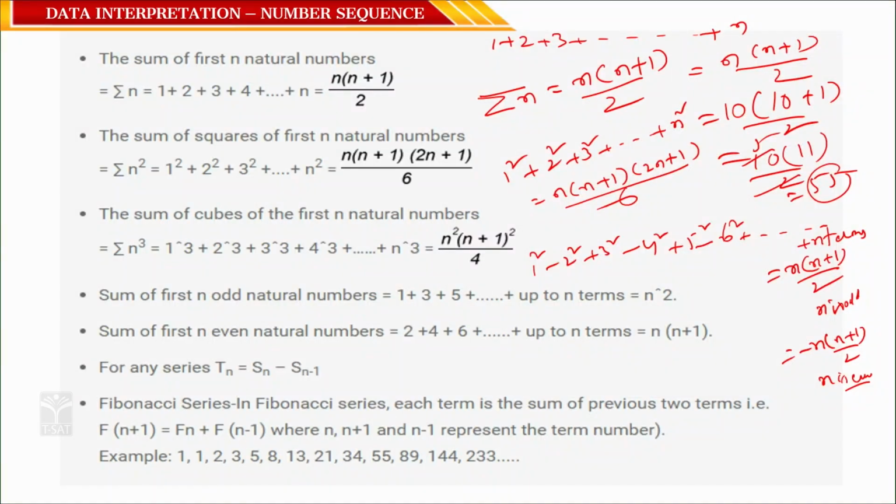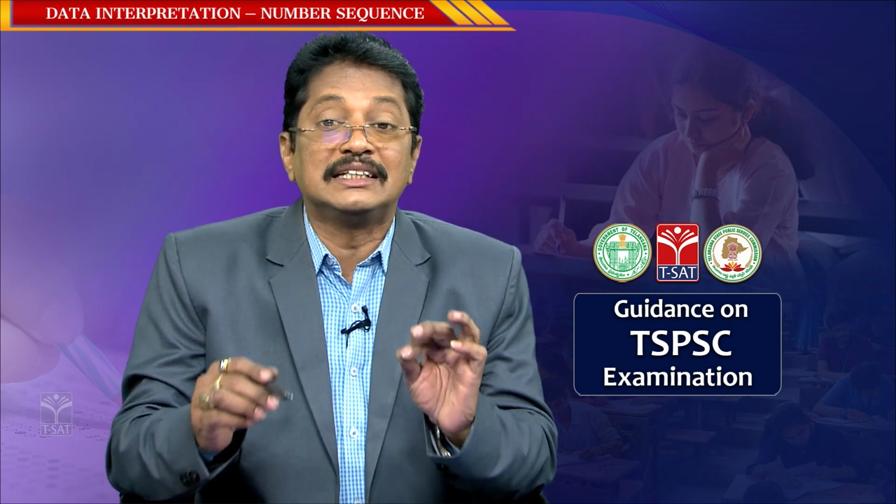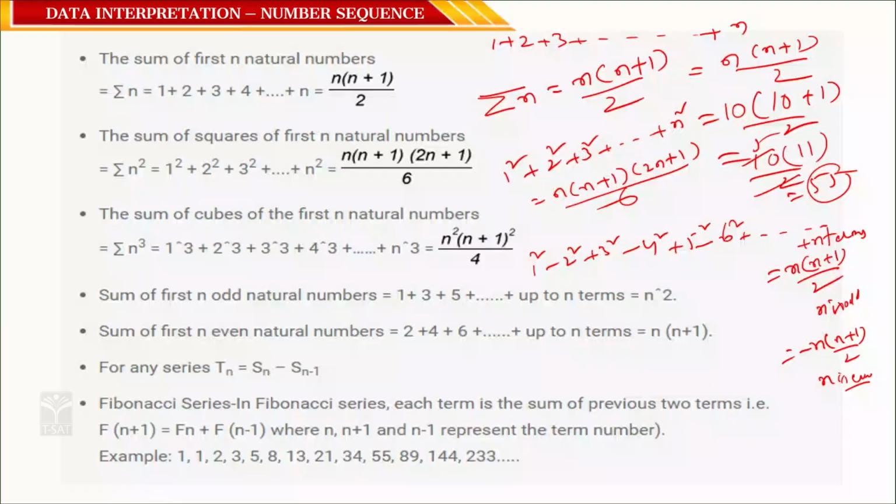Already we did it, 1 square plus 2 square plus 3 square plus so on up to n square. Its value is n of n plus 1 of 2n plus 1 by 6. But what is the value of 1 square minus 2 square plus 3 square minus 4 square plus 5 square minus 6 square and so on up to n square, n terms? This value is equal to n of n plus 1 by 2 when n is odd, and its value is minus n of n plus 1 by 2 when n is even. So, you have to remember this formula, very, very important.